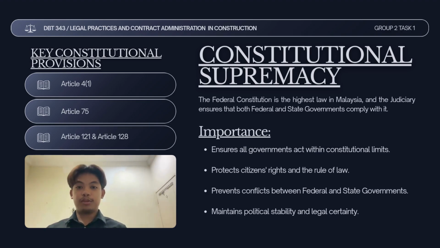Moving on to constitutional supremacy. The federal constitution stands as the highest law in Malaysia. So the judiciary acts as the gatekeeper here, ensuring that both federal and state governments comply with it. And finally, why is it important? First, it ensures all governments act within their constitutional limits. Second, it protects citizens' rights and the rule of law. Third, it prevents conflicts between the federal and the state levels. And lastly, it maintains political stability and legal certainty across the country.